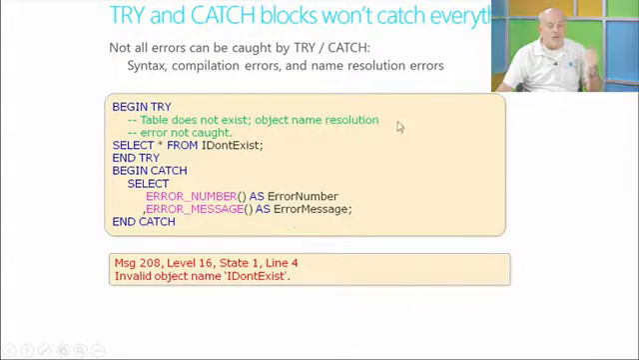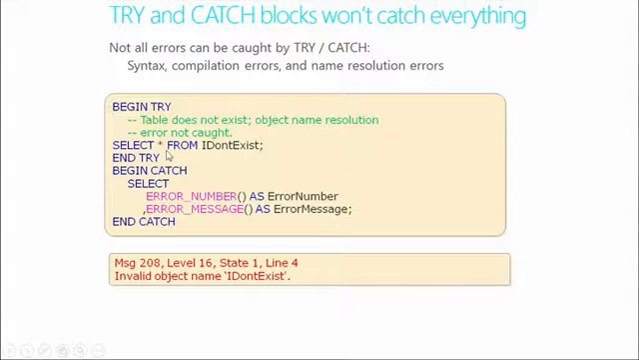So the try and catch blocks won't catch everything, just to let you know. So this is an example. We're going to begin try up here. Table does not exist. We're going to do a select asterisk from I don't exist table, and we're going to end try.